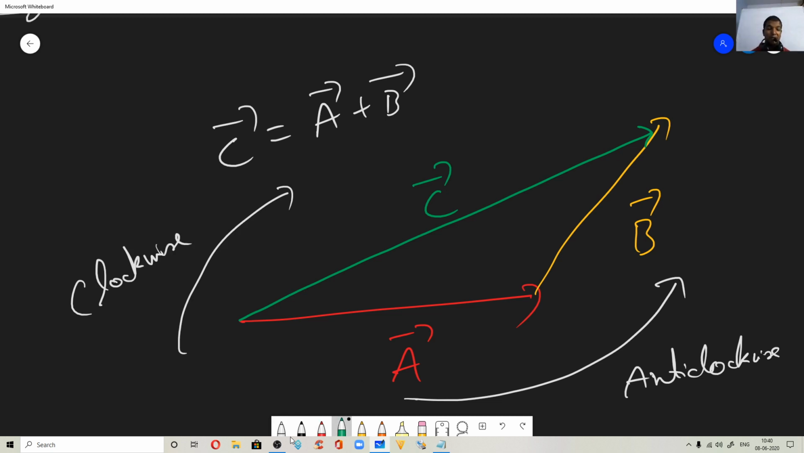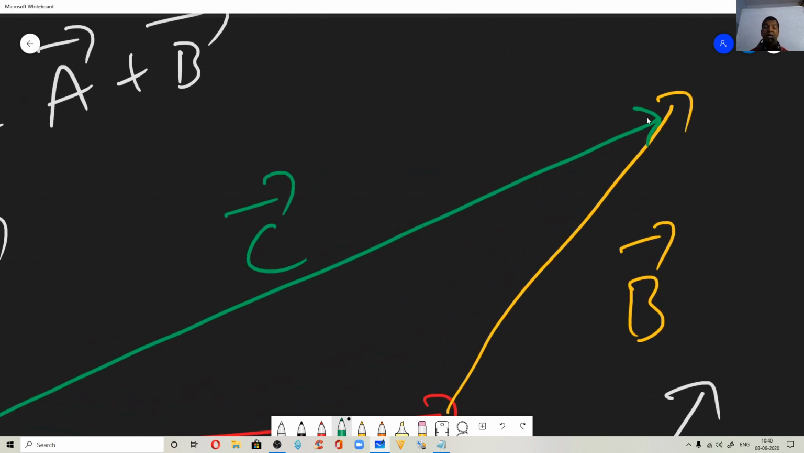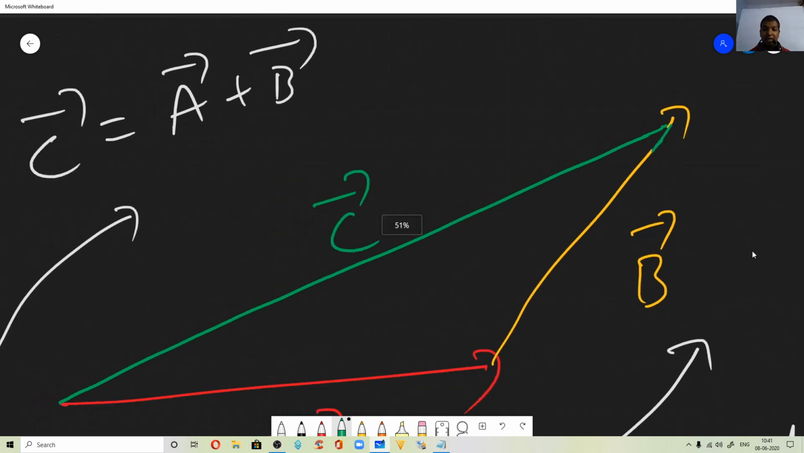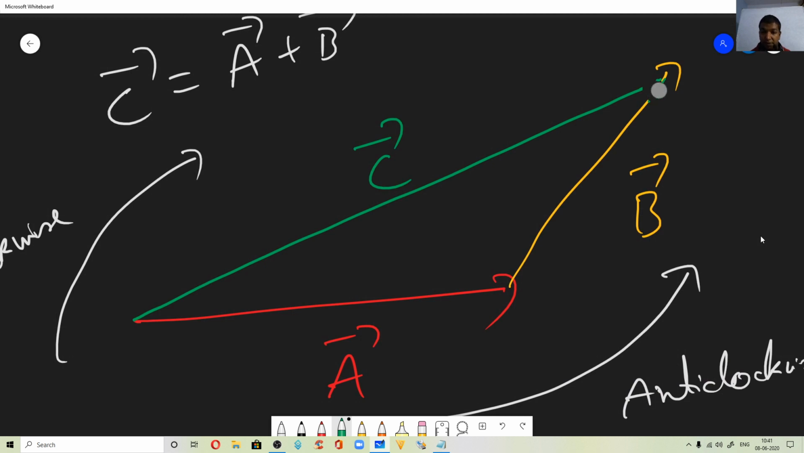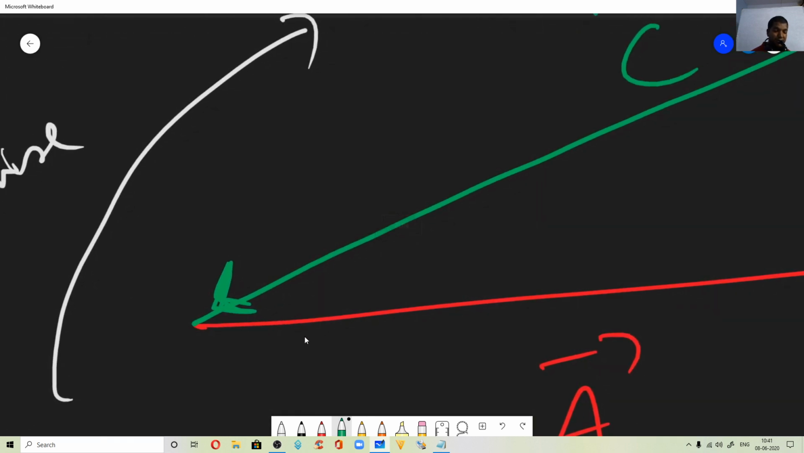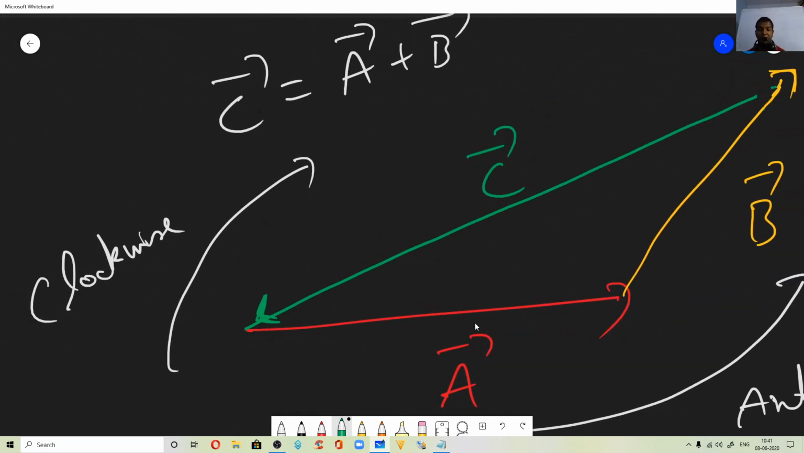Now you must never write the direction of the vector this way. See here, the head of vector C coincides with the head of vector B. If you write all of them in the same orientation, for example here A and B are anti-clockwise, then C actually must be in the clockwise direction. If you write it this way, then it is actually wrong. You must not write the head of the vector this way. It altogether gives a different meaning, which we'll see later.